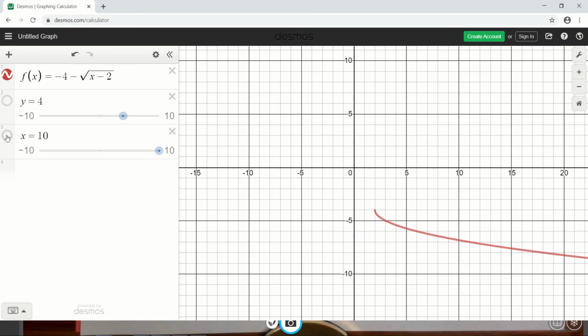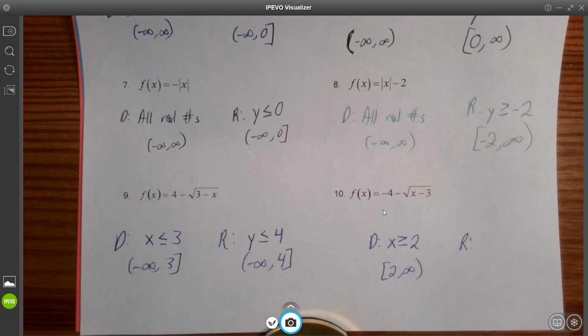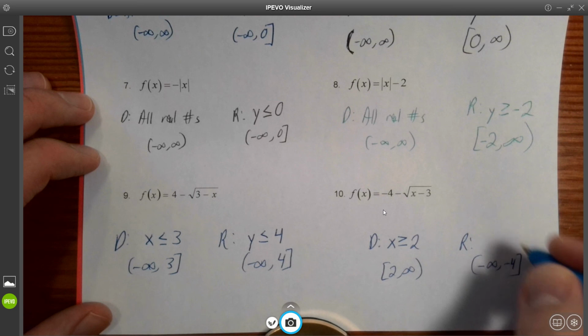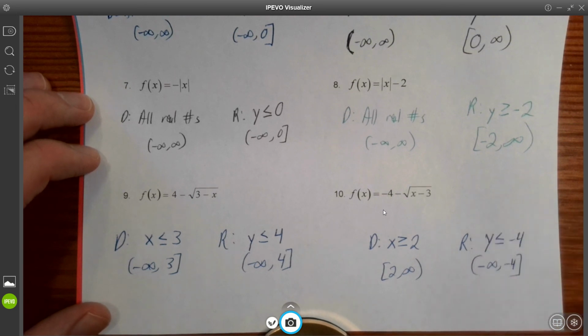Let's turn off the vertical, turn on the horizontal, and that crosses my y-axis, which tells me what I need to know. So does it touch down here? Yeah, it does, and even further down it does. So negative infinity up to, boom, right there, and right there is negative 4, y value of negative 4. So negative infinity to negative 4, including negative 4. And that means that y is less than or equal to negative 4.